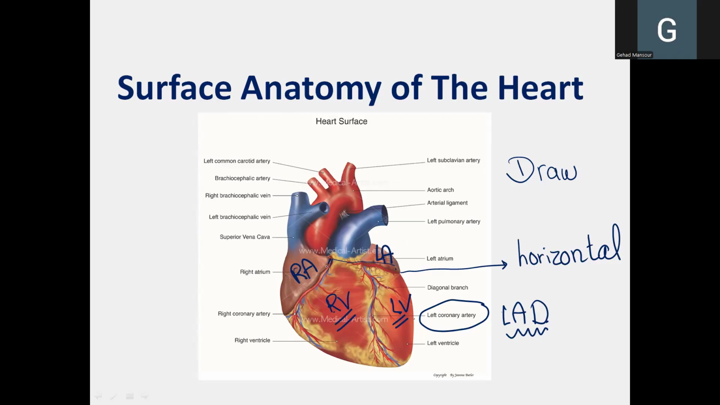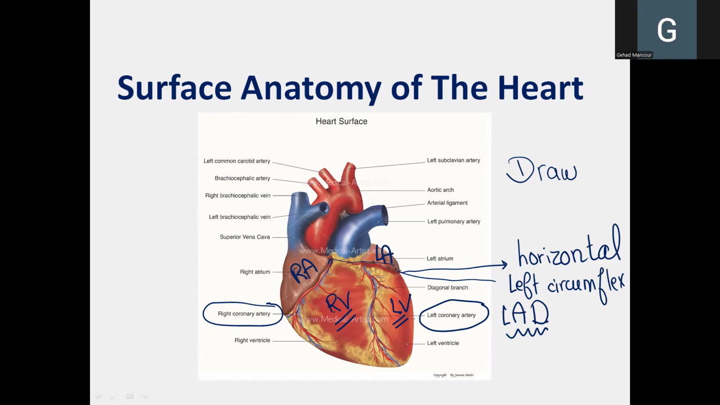So in this part of the groove between the right atrium and the right ventricle, you have the right coronary artery. And in the other part, you have an artery whose name is the left circumflex artery. You needn't know that name, but if you know it, of course, that would be great. All these are branches of the coronary arteries.